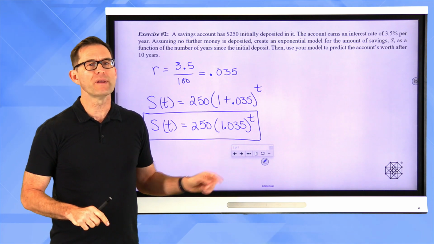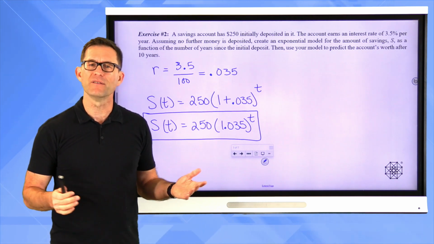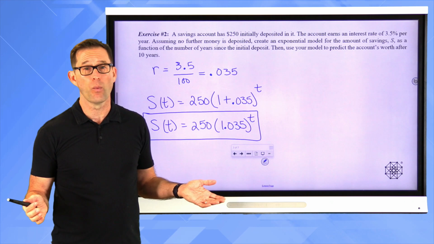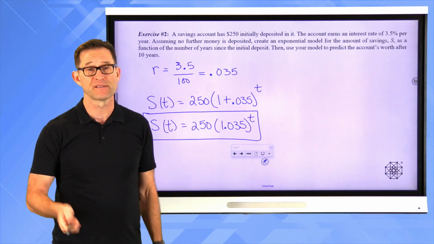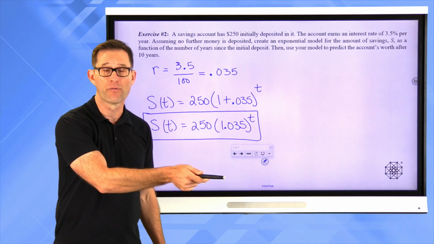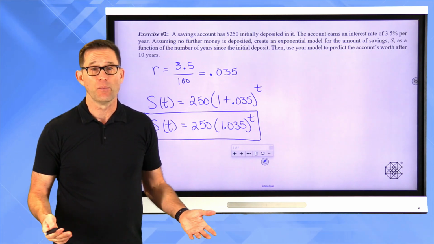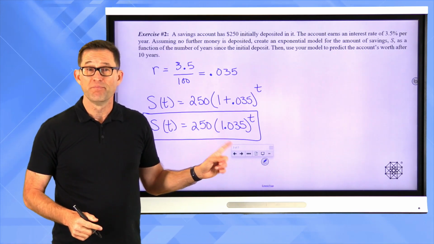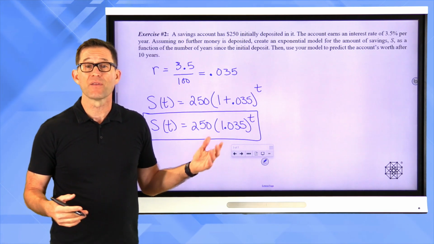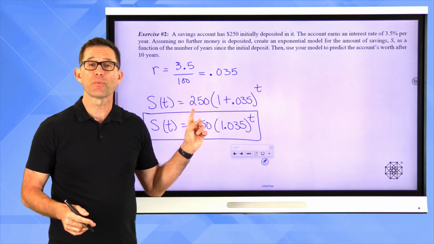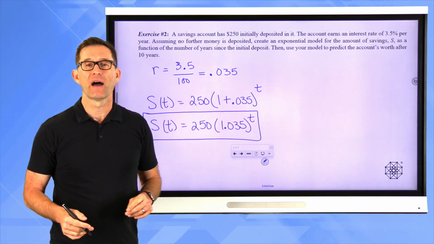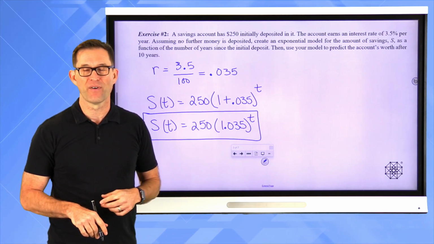If we just put 0.035 in here, that would be a decreasing exponential, which we certainly don't want out of a savings account. We don't want to put money in a savings account and have it go down over time, right? That wouldn't be good. And again, it's because we're adding it to the number 1. The 1 gives us the 100%, and the 0.035 gives us an additional 3.5%.